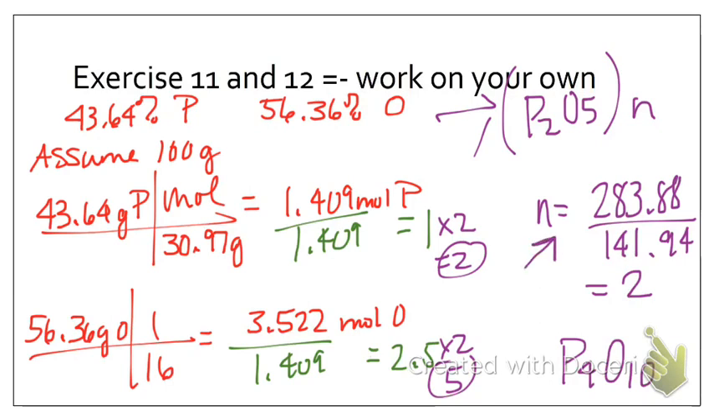Okay? So that's what you do if it has a decimal. Sometimes when you're calculating this N value, it can do the same thing. It can give you a decimal. Same thing, multiply by an integer to get it to be what it is. Okay?